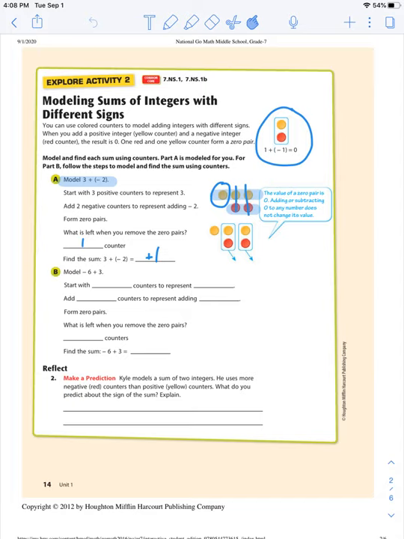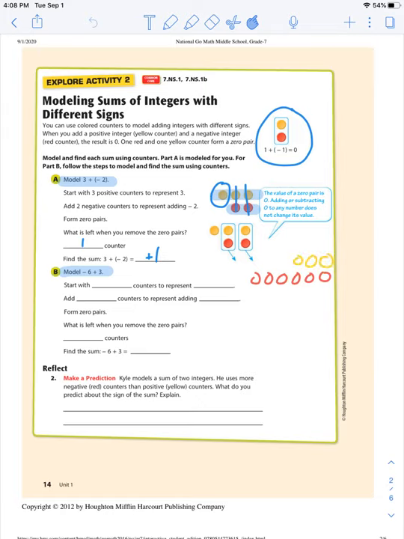All right, I'm going to have you pause the video, see if you can do negative 6 plus 3 all by yourself, and then play it back to see if you got it right. All right, so I'm going to set this up. Negative 6, those are going to be red. So I have 1, 2, 3, 4, 5, 6 red. And 3 yellow, or 3 positive, so 1, 2, 3.